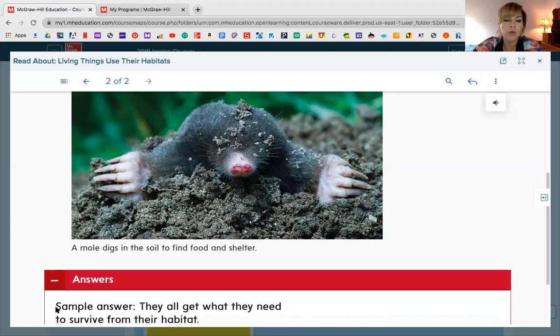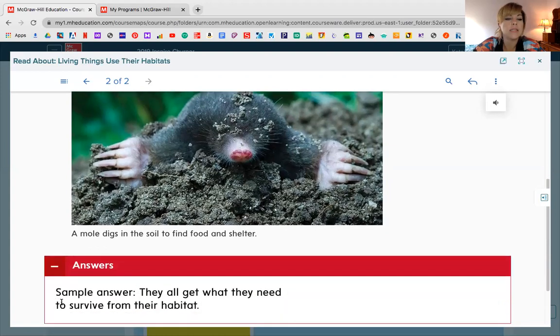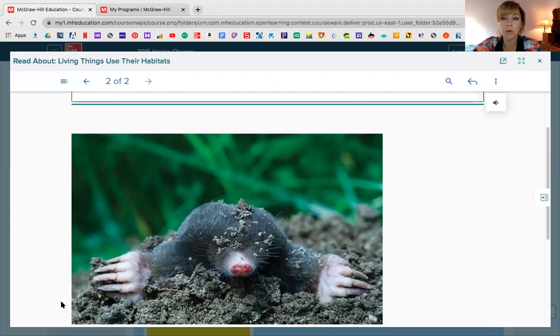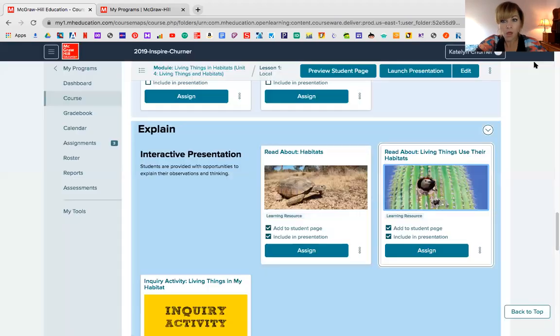A sample answer was, they all get what they need to survive from their habitat. So remember, to survive, you need to have water, you need to have food, and you need to have safe protection, which is called a shelter. All right, so that was our Tuesday activity.